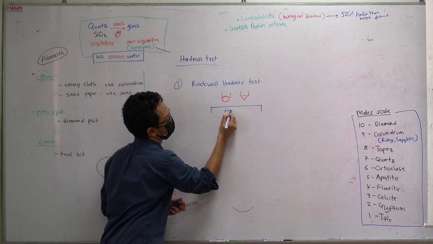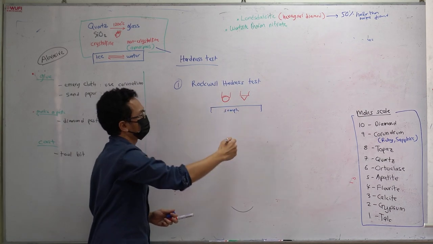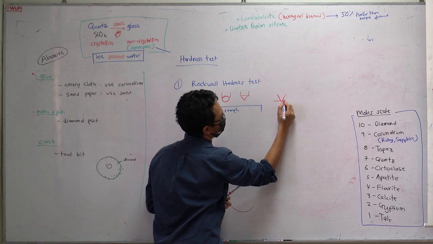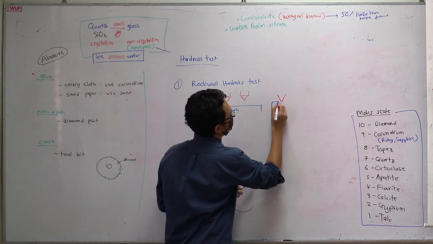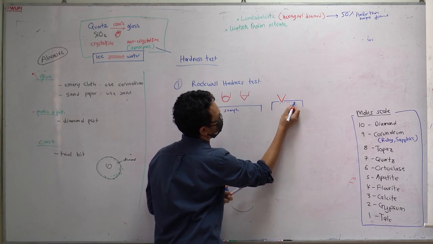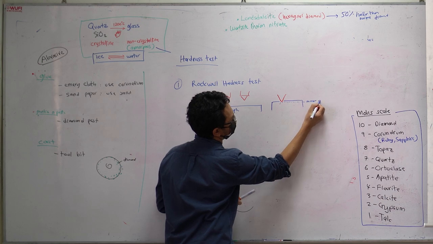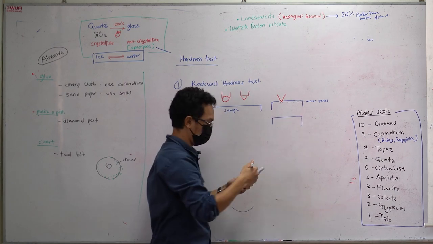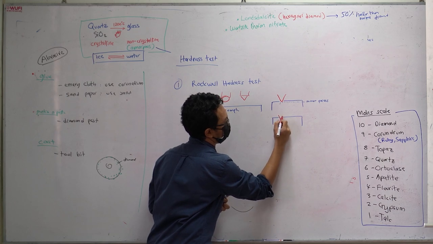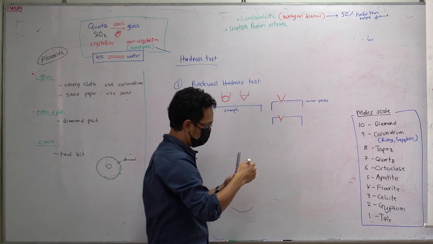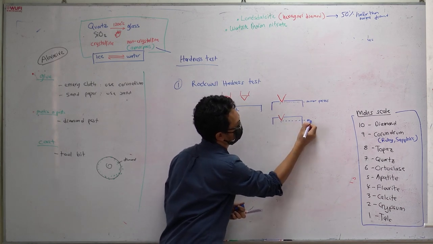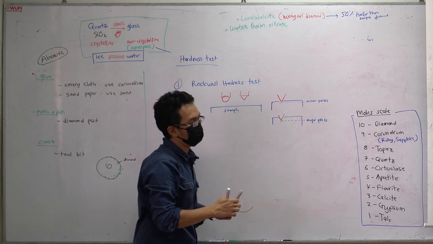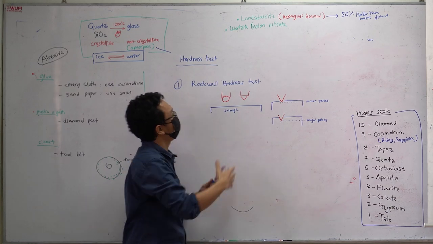For example, this is a sample. They press this down. Let's say I take this thing, and then they press. So we have this minor press, the initial press, and then next, what they do is they press even deeper. The same thing, they press even deeper. So this is what we call the major press. So the difference between the heights will be converted into the scale, into numbers. So that is the Rockwell hardness test.